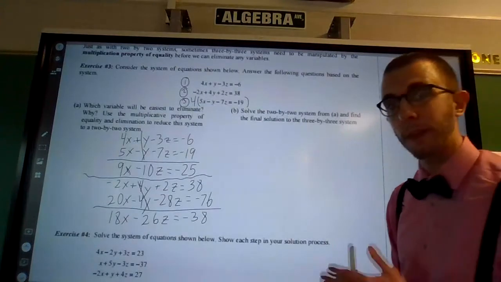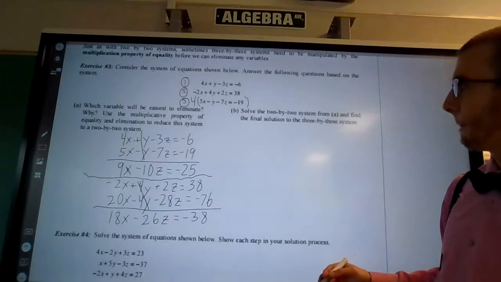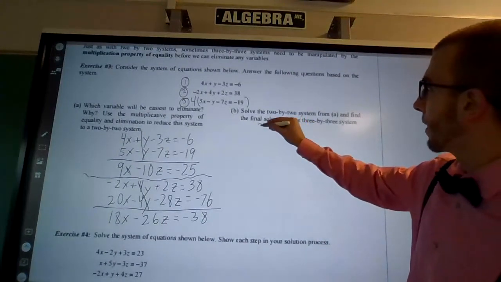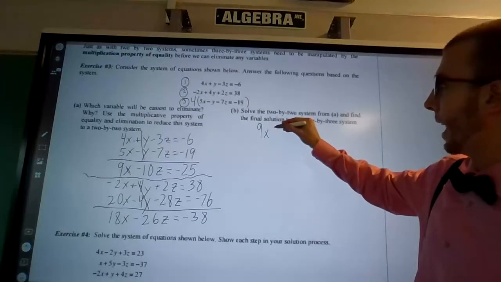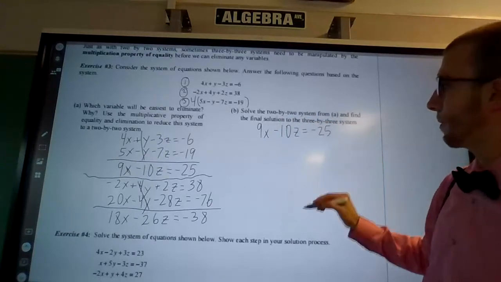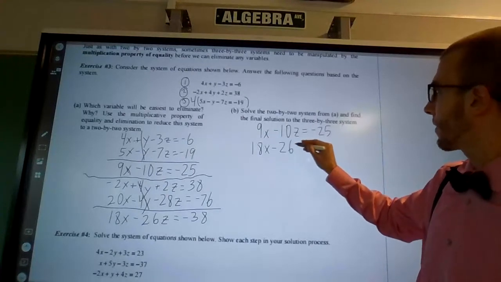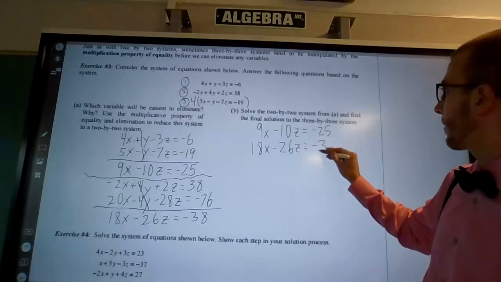And now I can work with those two equations to solve for one of the variables. All right, so I'm going to rewrite them here. 9x minus 10z equals negative 25. And then I have 18x minus 26z equals negative 38.